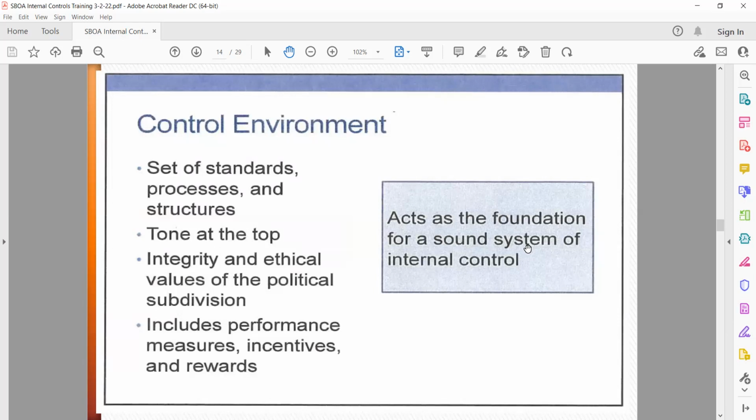Control environment acts as the foundation for a sound system of internal control. It sets the standards, processes, and structures, management's tone, integrity, and ethical values of the political subdivision, and includes performance measurements, incentives, and rewards.